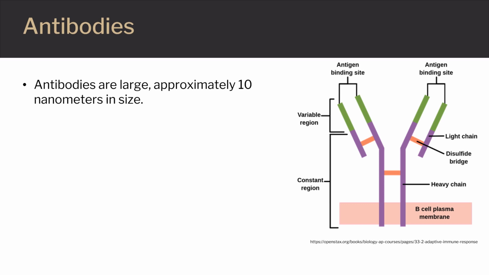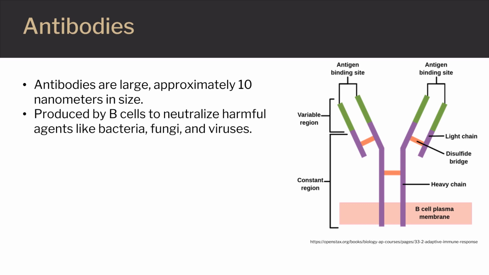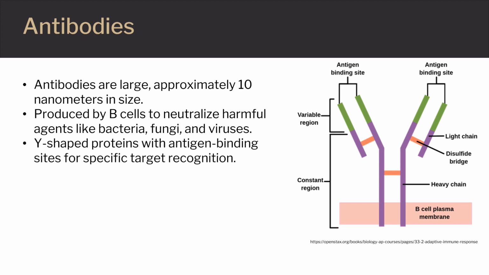Antibodies are heavy proteins that are approximately 10 nanometers in size. These molecules are produced by B cells in order to identify and neutralize harmful agents such as infectious bacteria, fungi, and viruses. These Y-shaped proteins contain antigen-binding sites that specifically bind to their target antigens.